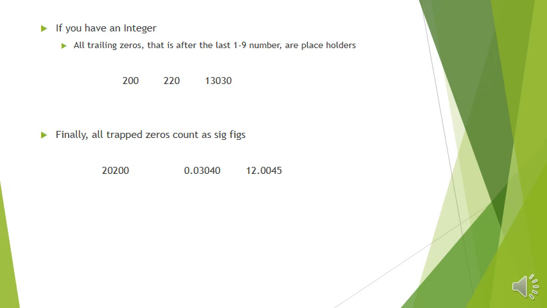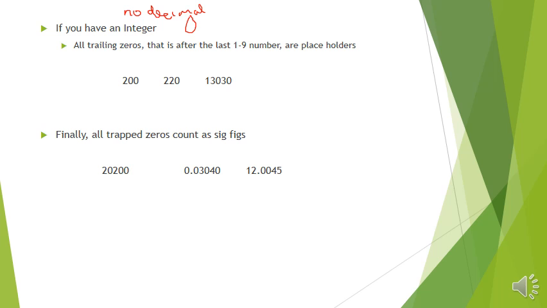Now if you have an integer, and that means any number with no decimals, we really don't use these too much in science, but sometimes they show up. Yeah, we do use them, but with our measurements these days, we usually have decimal points. But let's look at it. In this case, trailing zeros do not count.